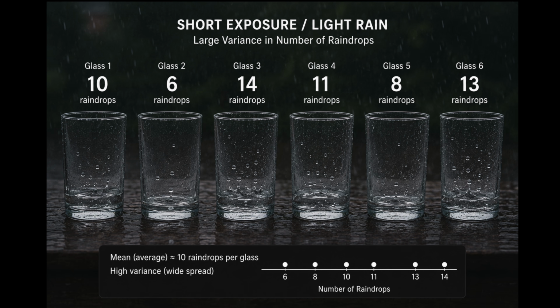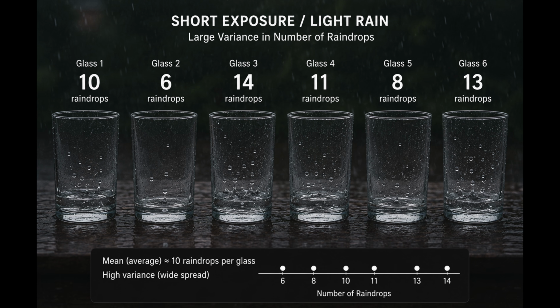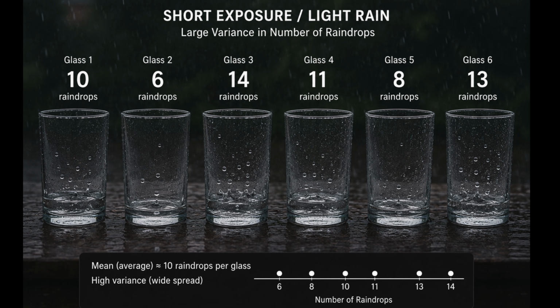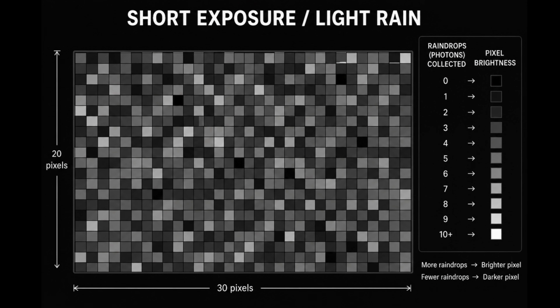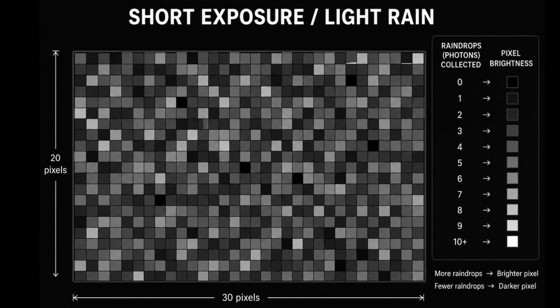Now, when there isn't much rain, the variation in the number of drops is a lot from glass to glass. Or if we only leave the glass out for a very short time, one glass may have 10, the next 6, the next 14, the next 11, etc. If we calculate these as differences in the brightness on a sensor, we might get this. A large difference in the brightness of the pixels. This is analogous to a noisy image from not having enough light.